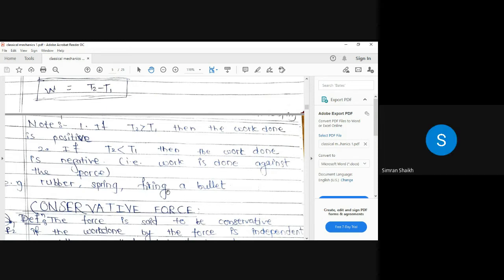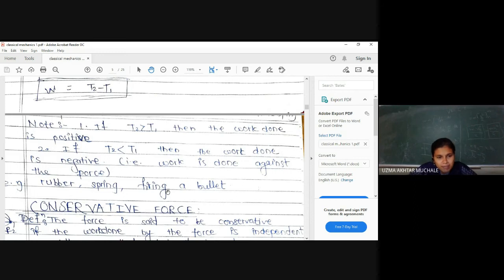Yes, ma'am. So these are the examples where the work done is negative because we are applying the force in the opposite direction. If we are applying the force in the opposite direction, no doubt the force will be there, but it is with the negative sign. So in the stretching of rubber there is a negative force.